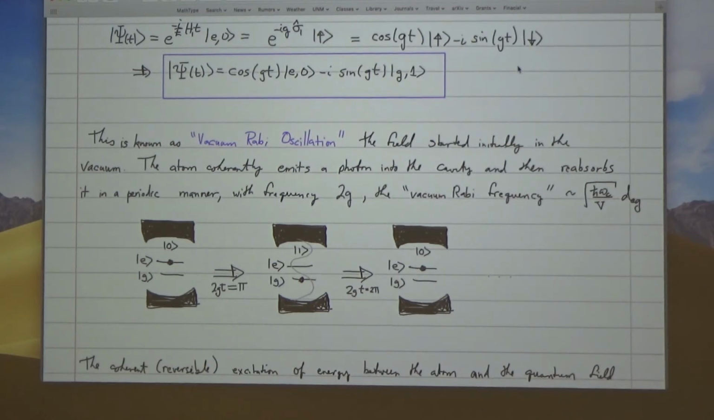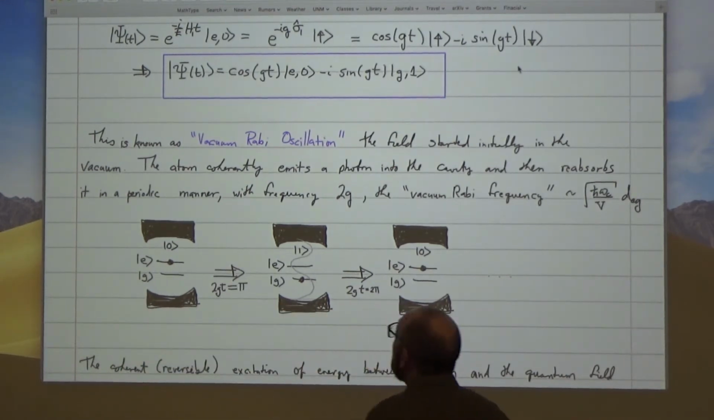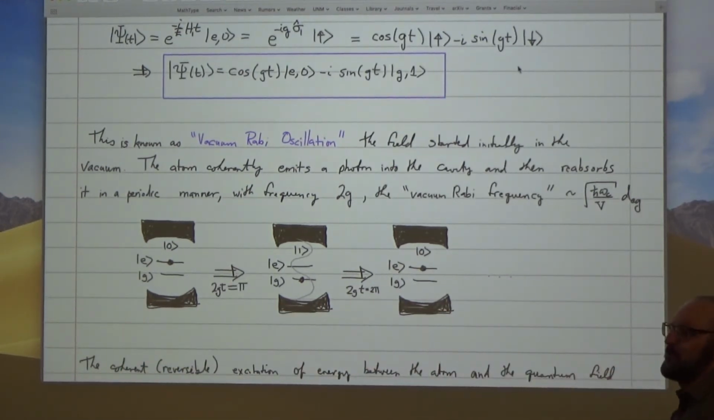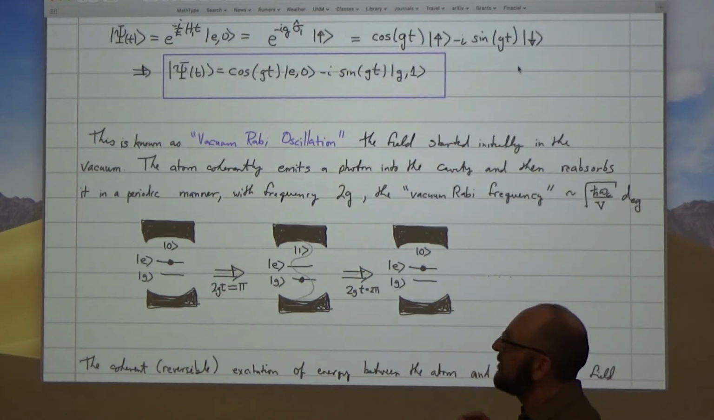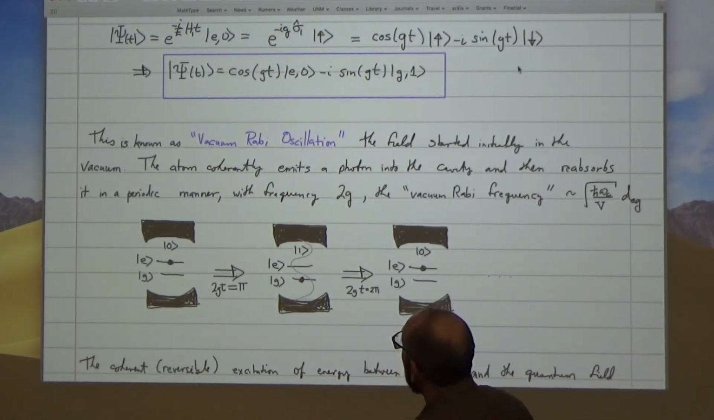So the frequency there is totally independent of the excited state lifetime? That's a good point. It's an awesome point. And the answer is yes, and let me return to that in just a moment.